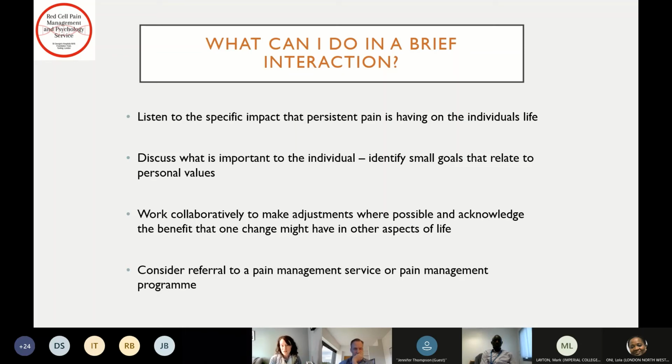And then the other thing that we can do from brief interactions is consider when more intensive work with an interdisciplinary team and referral to a pain management service might be helpful and appropriate.